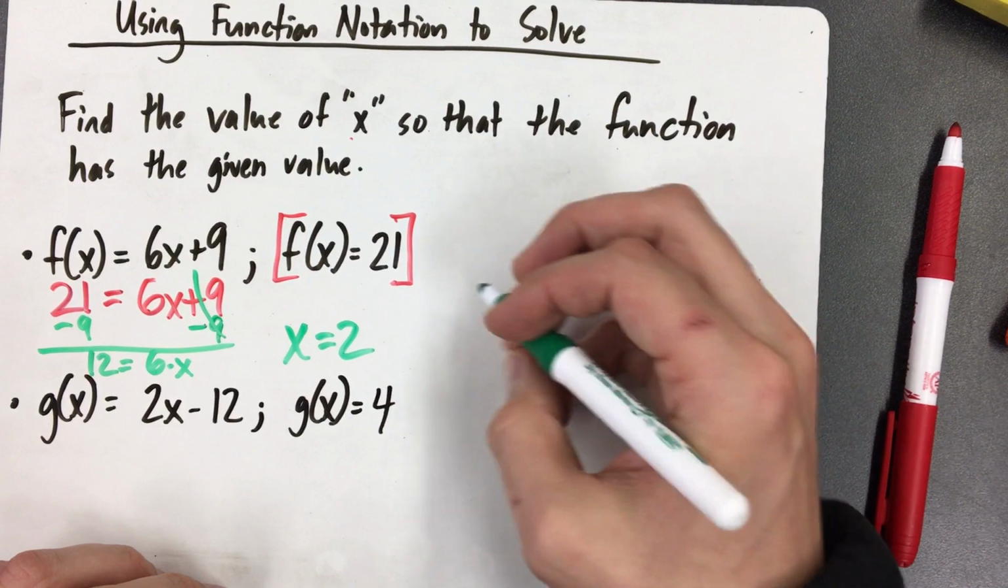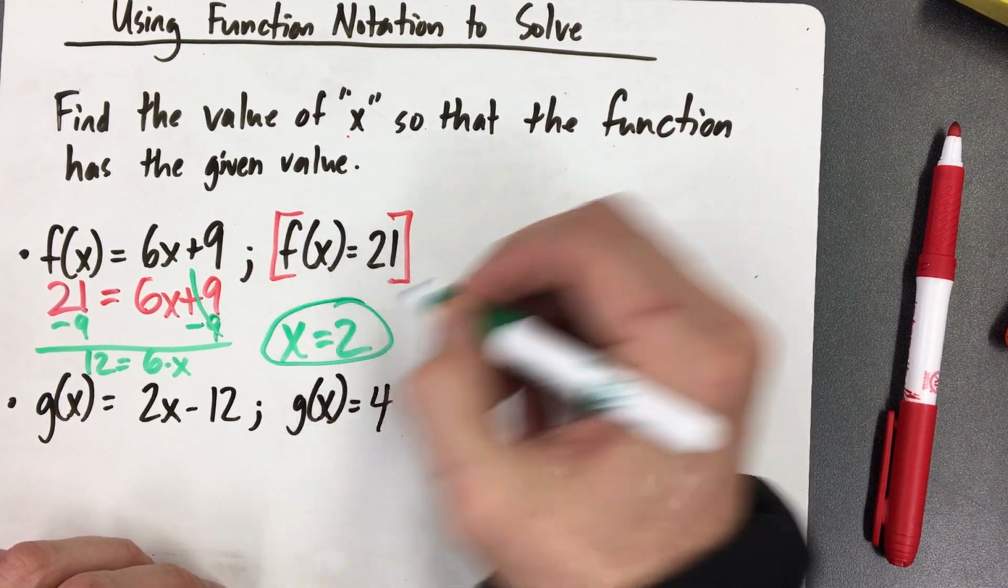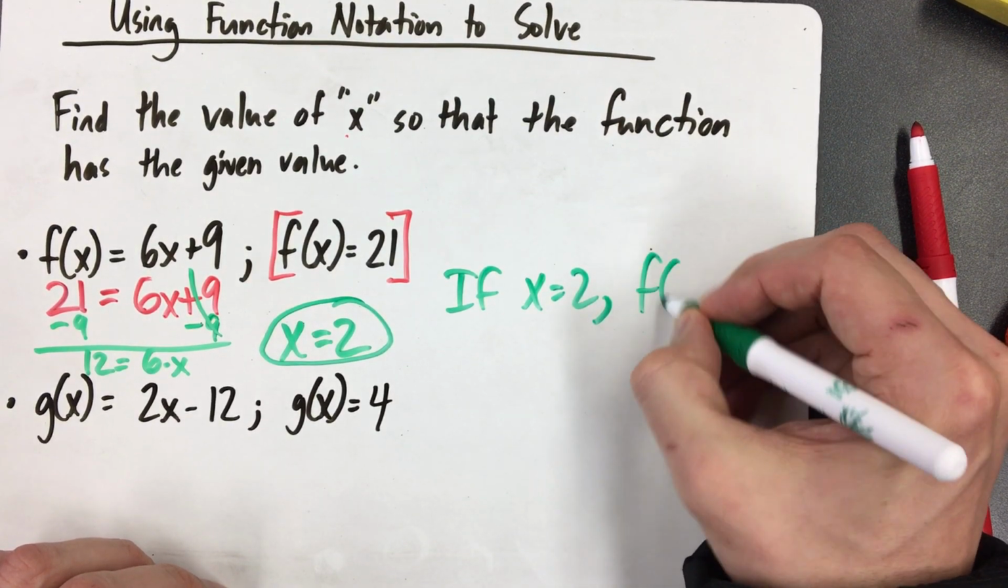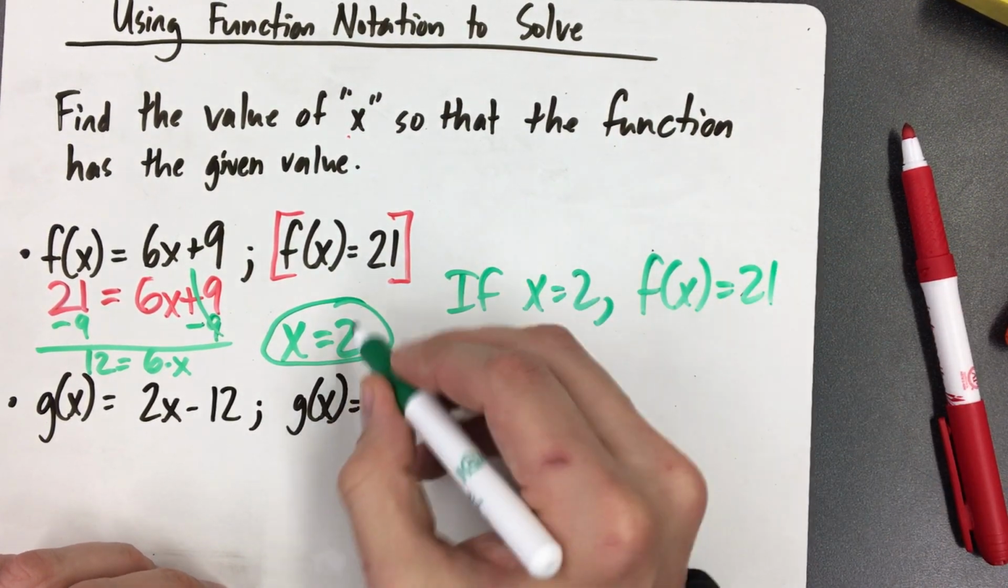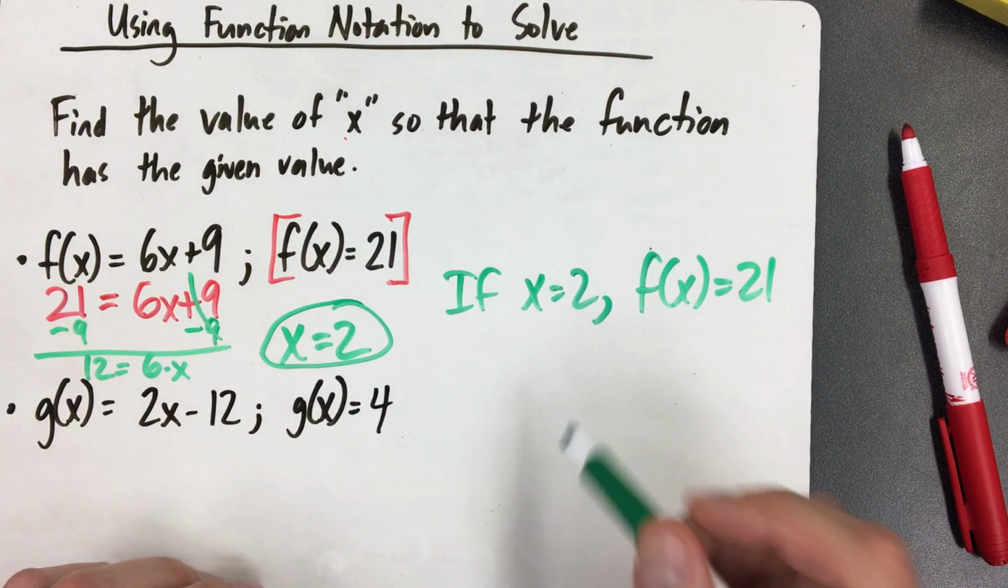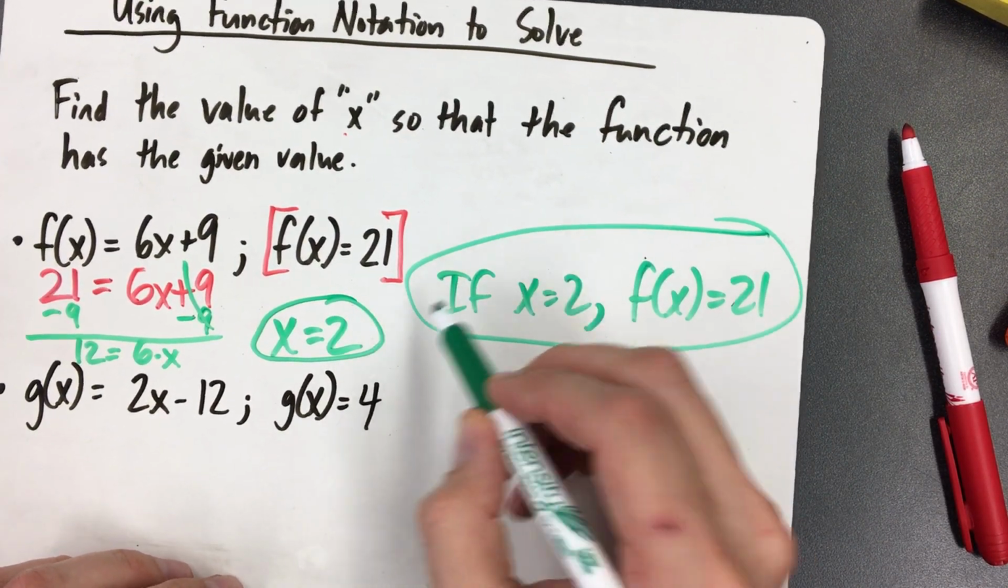So we could say, you know, if x equals 2, f of x equals 21, right? If we plug 2 in the spot of x, 6 times 2, and then add 9, we would get 21. Okay? Either one of these would work for your answer.